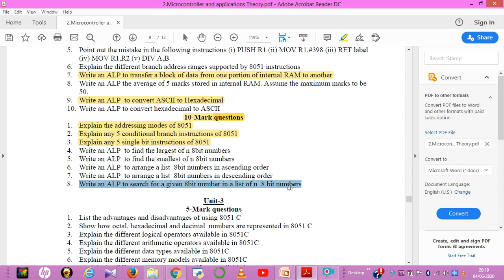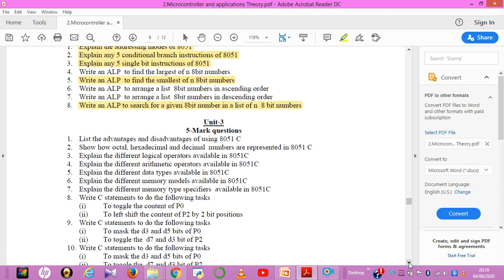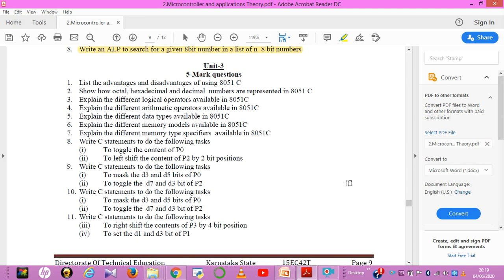Next, you will get one program: an ALP to search for a given 8-bit number in a list of n 8-bit numbers, or they are going to ask for the largest or smallest of n 8-bit numbers. These programs are all solved and you executed them also, you got the answer as well. So concentrate on those programs, practice well, and solve them if they come in the exam.